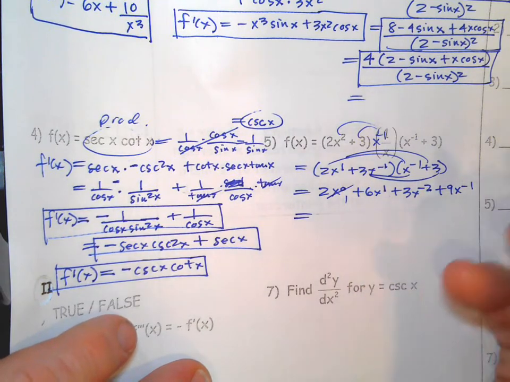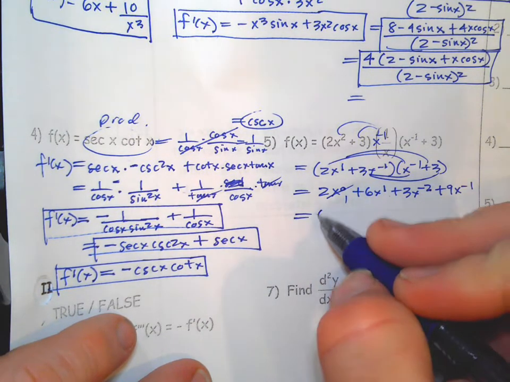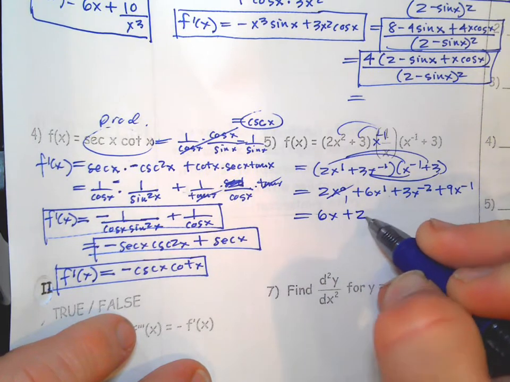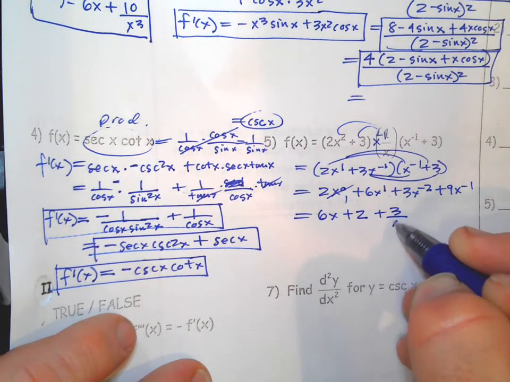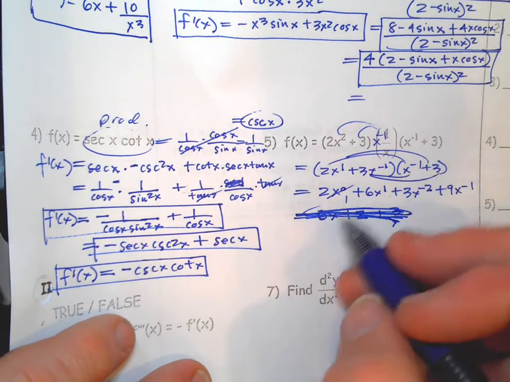Write it in standard form, highest power first, 6x plus 2 plus 3 over x. Oh, wait, I haven't even taken the derivative yet. Okay, I'll just, whatever.